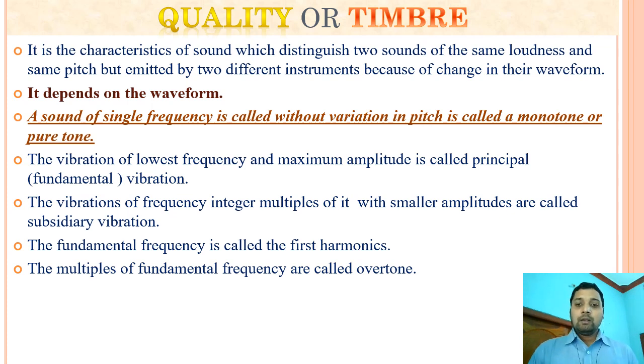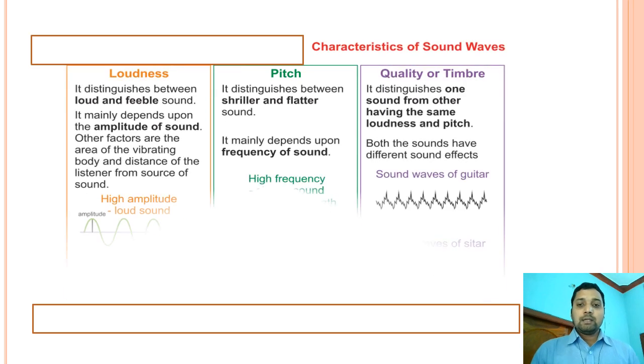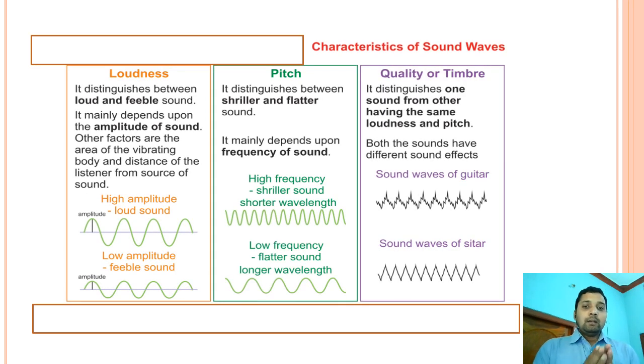The harmonics is a variety of variation of pitch or frequency. But when it comes to single frequency or single pitch sound, that is pure tone or monotone. Here we have three characteristics of sound: loudness, pitch, and quality. Loudness is used to distinguish a loud sound from a soft sound. Pitch is used to distinguish a shriller from a flatter sound. But quality is used to differentiate sounds with the same frequency, same amplitude, same loudness, and same pitch.